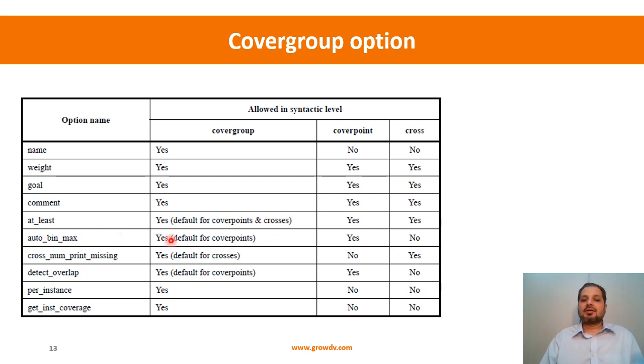Auto bin max is actually only applicable at the coverpoint level. You can set it at the covergroup instance level, which becomes applicable for all the coverpoints, or you can set it at an individual coverpoint level, but it's not applicable for the cross. Of course, cross num print missing is applicable at the covergroup level, where it will be the default for all the crosses. Otherwise it will be applied only to the cross. Note that what we are talking about here is just option. We are not talking about type option.